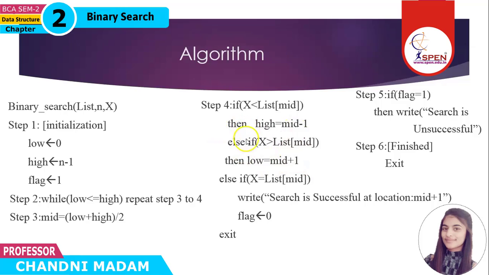If both are not true, then our data is equal to the mid value. So in that situation, we will say that the search is successful and the item is at position mid plus 1, and we will set flag as 0. Now we want to report the location, so we will use mid plus 1 because arrays start with 0 index. Now step 5, if flag is equal to 1, that means the item is not found. So in that situation, we will say that the search is unsuccessful and exit.